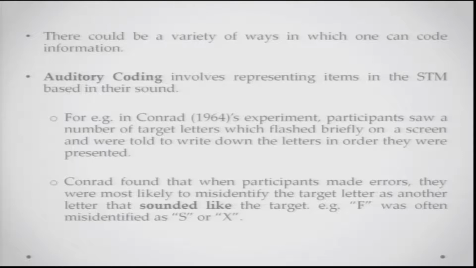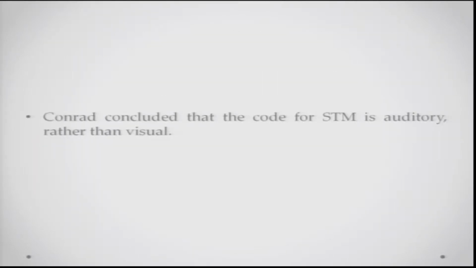Now, Conrad found that when participants made errors, they were most likely to misidentify the target letters as another letter if they sounded very similar. So, if they sounded very similar, there was a scope of confusing them. Say for example, a lot of participants misidentified F as S because they sound so similar to each other. Conrad concluded on the basis of these results that the preferred encoding method for STM, or short term memory, is auditory rather than visual.